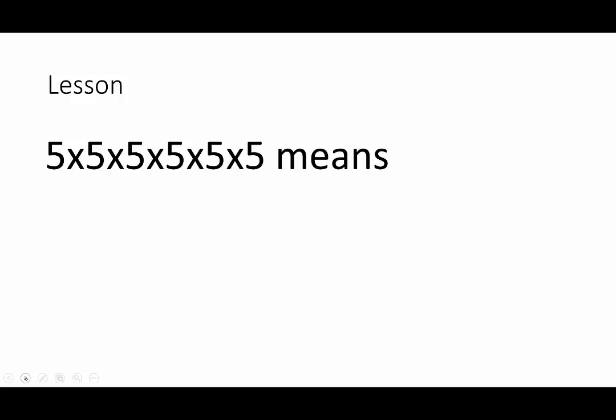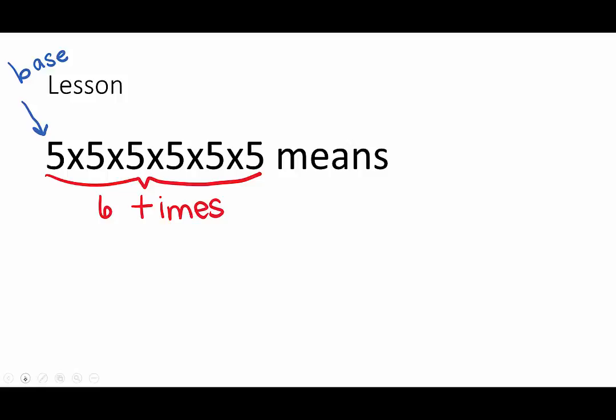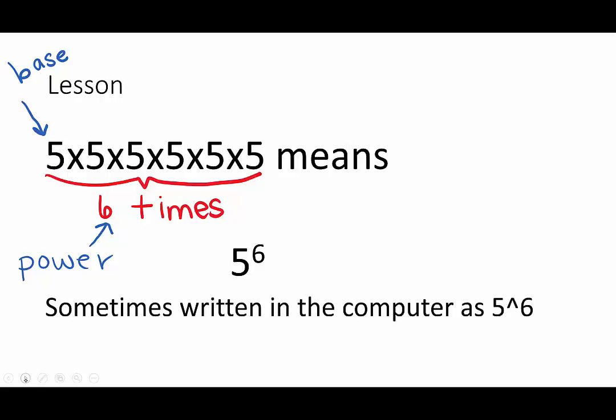Let's think about what exponential notation means. So in this case, we have 5 times 5 times 5 times 5 times 5. If we look at these, we can see that there are 6 5s, and the number that we multiplied each time is going to be the base, and the amount of times that we multiplied it is going to be 6. That gives us 5 as the base and 6 as the power, making this 5 to the 6th power. It may also be referred to as 5 caret 6 in some computer programs.